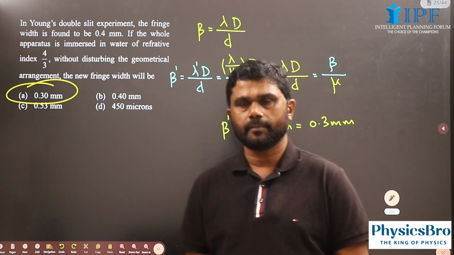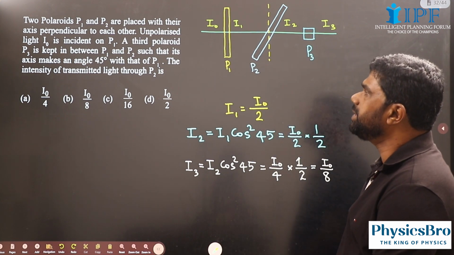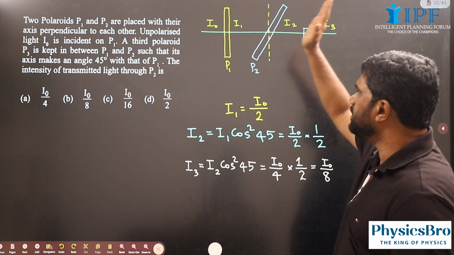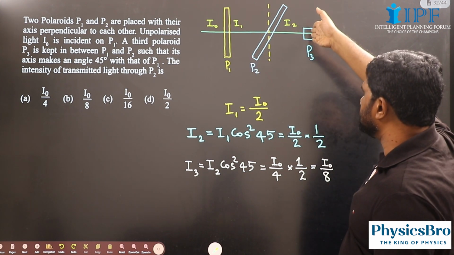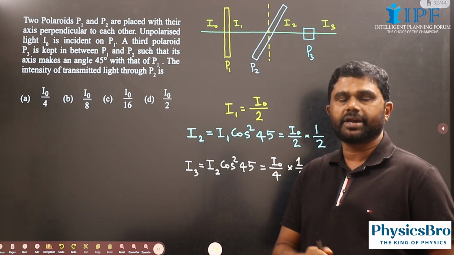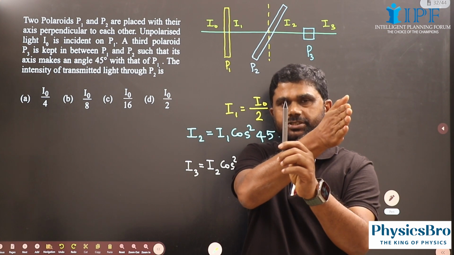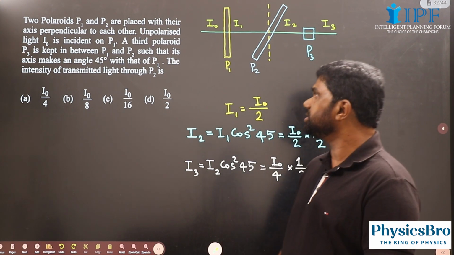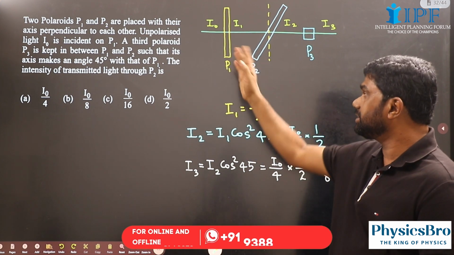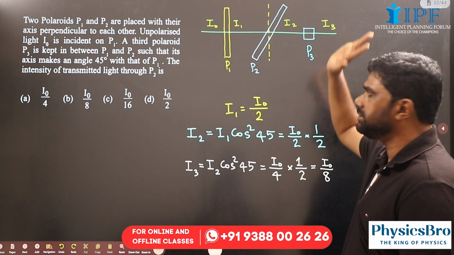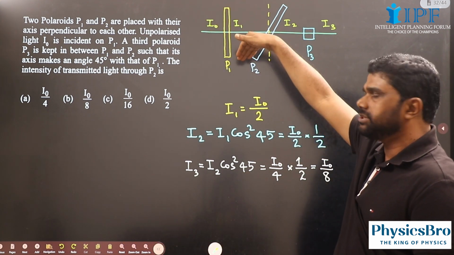Two Polaroids P1 and P2 are placed with their axes perpendicular to each other. See the angle between the first Polaroid, it is kept like this, and the last Polaroid is kept like this. The angle between them is 90 degrees. Now a third Polaroid is kept between them, so that it makes 45 degrees with each of the first and last. Unpolarized light is allowed to be incident on the first polarizer.